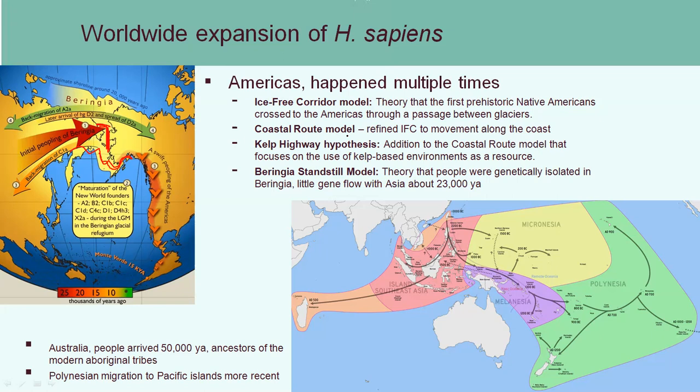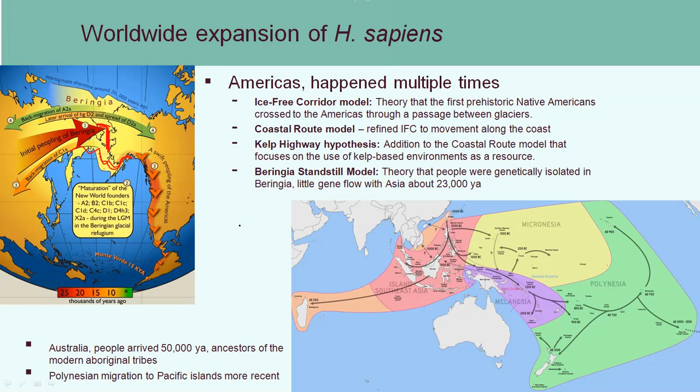In addition to that, there's been even more modifications saying that there's this kelp highway. The idea is that if you were walking across the coast, what you would use for your food source would be these marine life organisms that live in the kelp, whether that's shellfish or sea urchins or anything like that. Basically, that's what you would be using to get your nutrients. So that's the modification of that coastal route model.